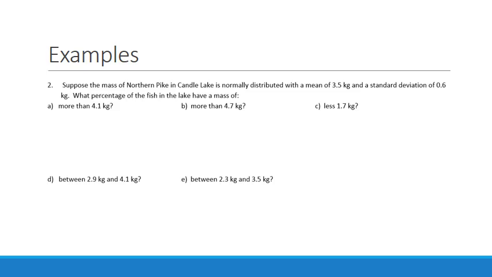It says, suppose the mass of northern pike in Canada Lake is normally distributed with a mean of 3.5 kilograms and a standard deviation of 0.6 kilograms. What percentage of fish in the lake have a mass of, and then there's all these questions. Normally distributed meaning the mean, the mode, the median are all the same. Which leads us to a bell curve, because then it's normally distributed. So if it's normally distributed, let's draw out this bell curve, and then we should be able to answer A, B, C, D, all that kind of stuff.